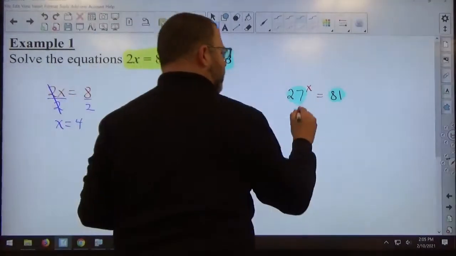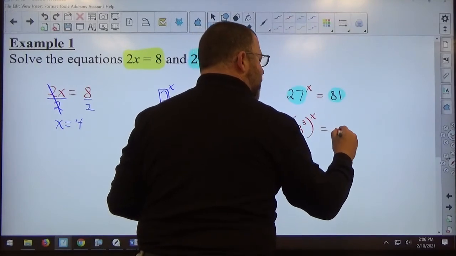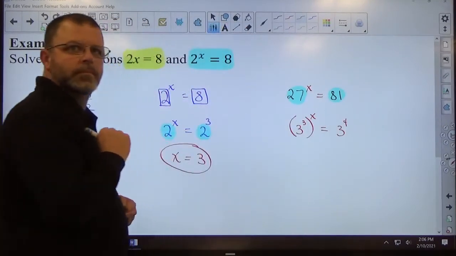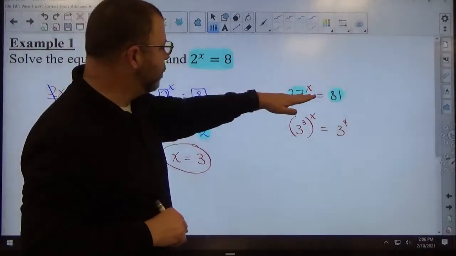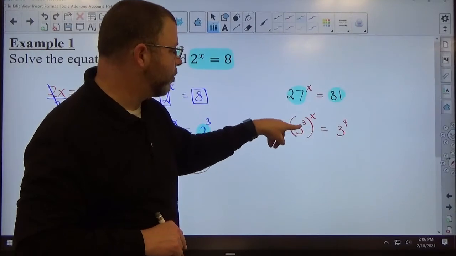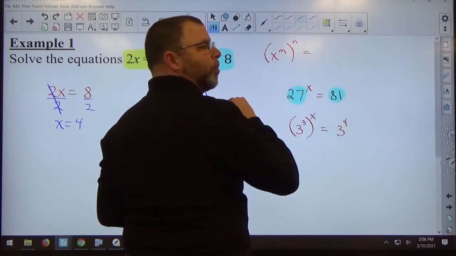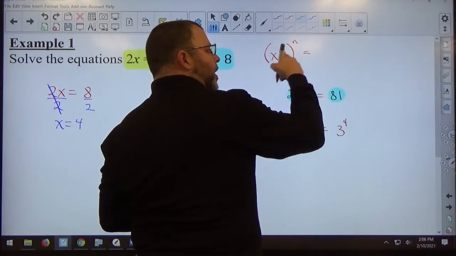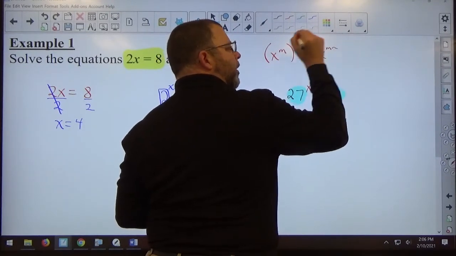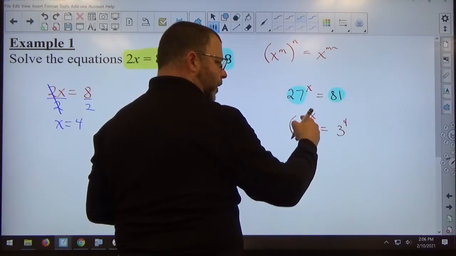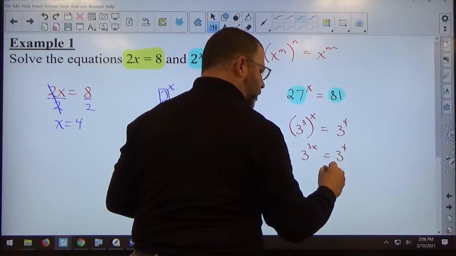So what I'm talking about, 27 is 3 to the third power. That's being raised to the x power. 81 is 3 to the fourth power. So I can make them both become 3's to powers. The other thing that happens when I do this type of modification is I get this structure, x to the m to the n power, that we've seen in Algebra 1 and again here in Algebra 2. When we raise a power expression to a power, the base stays the same, we multiply the powers together. So 3 to the 3 to the x is 3 to the 3x power. That equals 3 to the fourth power.